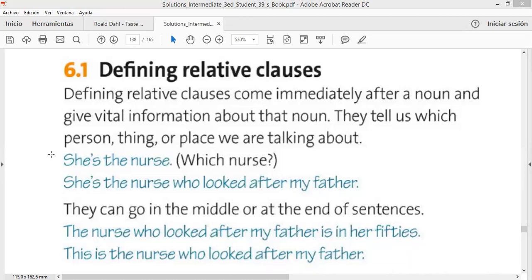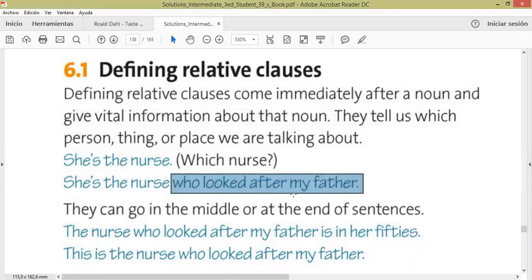Here we have an example. She's the nurse. Which nurse? She's the nurse who looked after my father. So this is the defining relative clause related to nurse. She's not any nurse. She is the nurse who looked after my father.